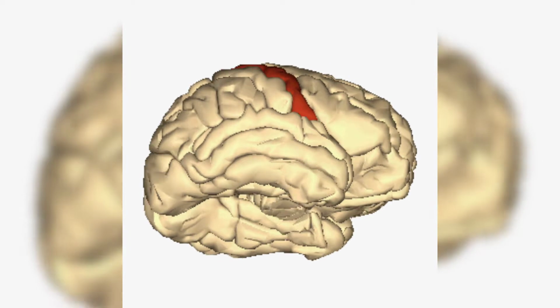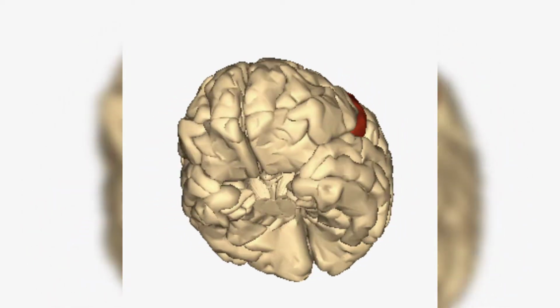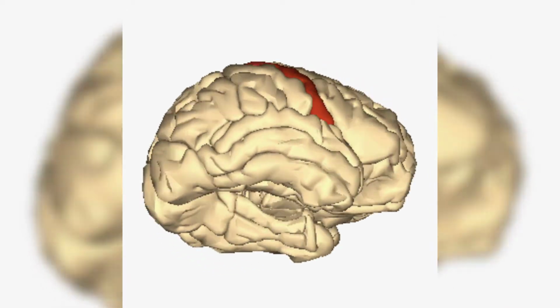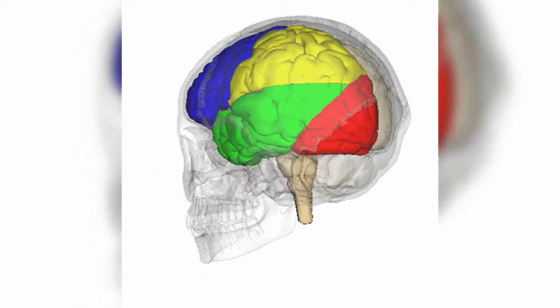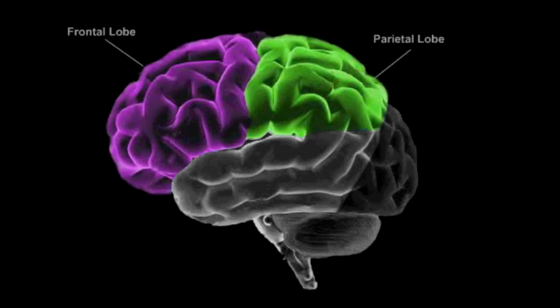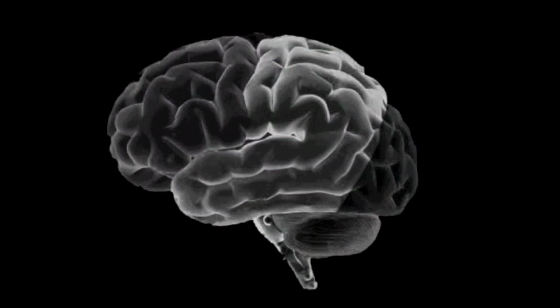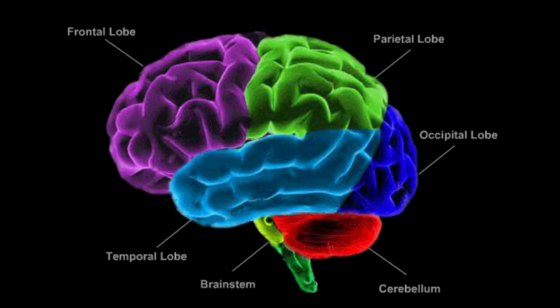Firstly, we have the cerebrum. The cerebrum is the largest component of our brain. The cerebrum is actually divided into four lobes: the frontal lobe, the parietal lobe, the occipital lobe, and the temporal lobe. And also, we have the cerebellum and the brain stem. Each of them is responsible for specific functions.